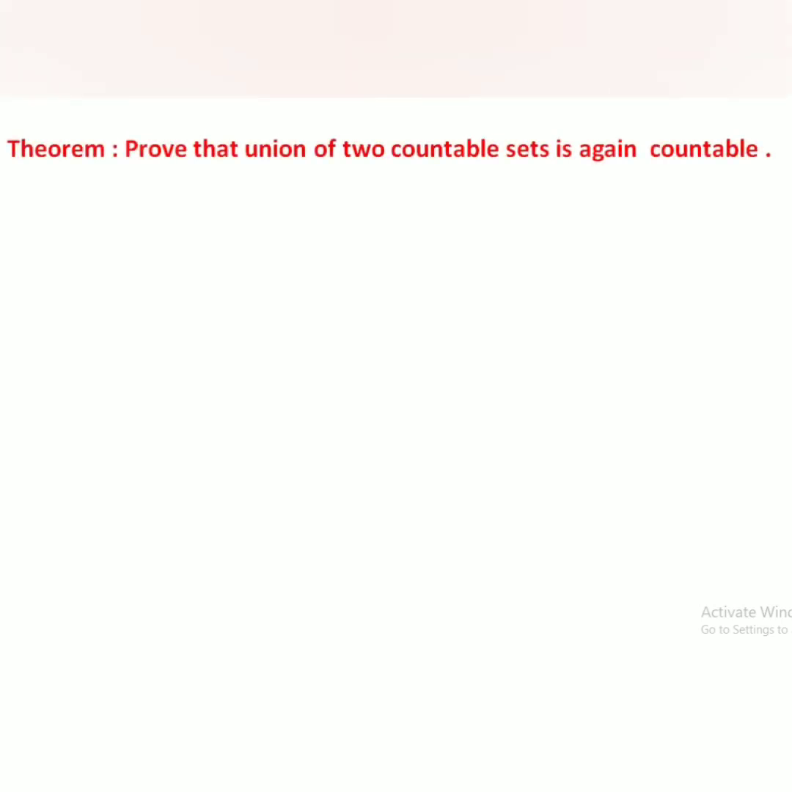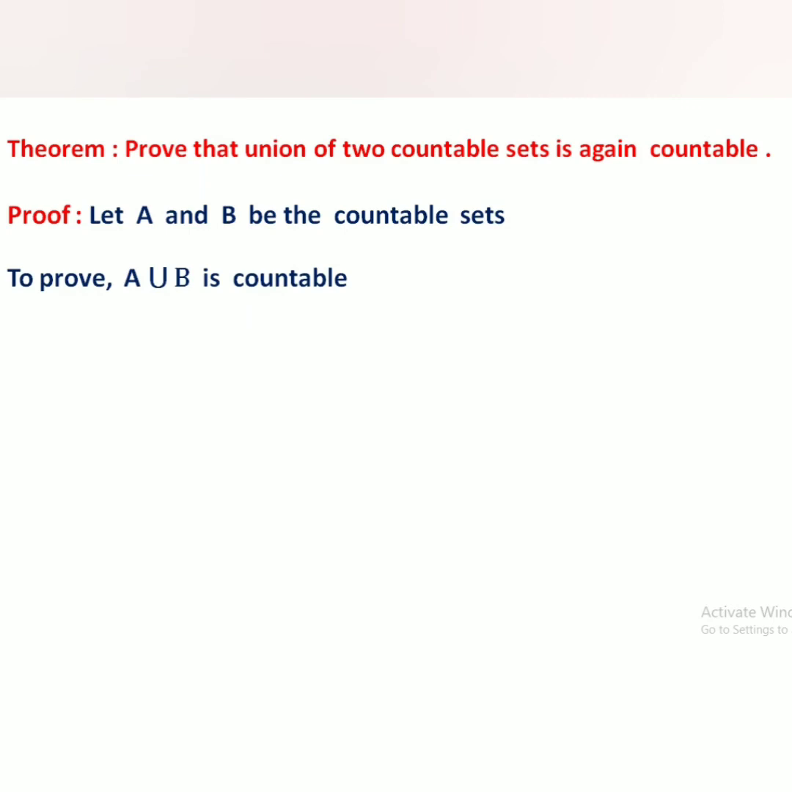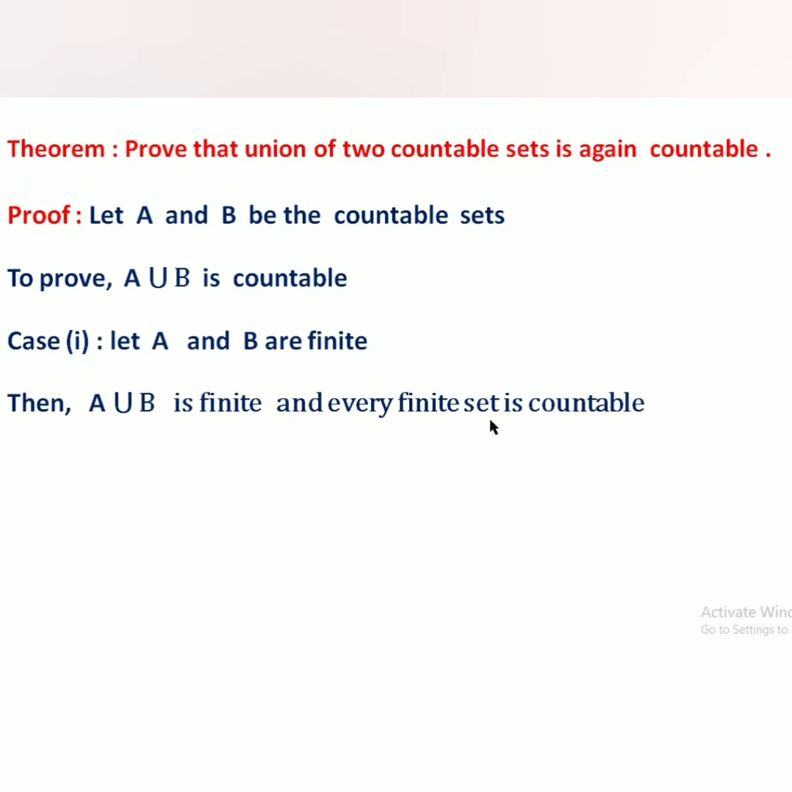Similarly, prove that the union of two countable sets is again countable. Here one thing extra happens because of finite sets. Countable means finite or denumerable. Denumerable is already shown. Now consider the proof. Let A and B be countable sets. To prove A union B is countable, suppose A and B are finite sets. Case 1, let A and B be finite sets. Immediately A union B is also finite and every finite set is countable. Therefore, the conclusion is A union B is countable.